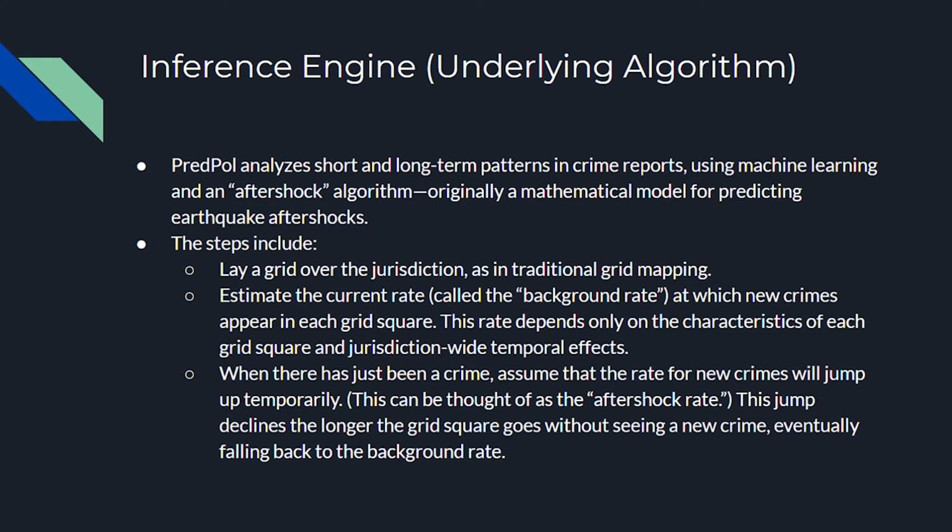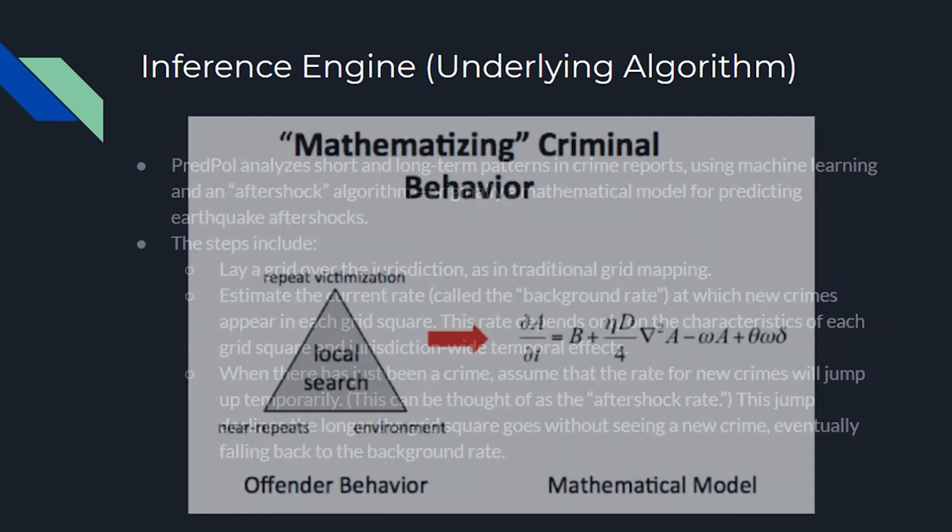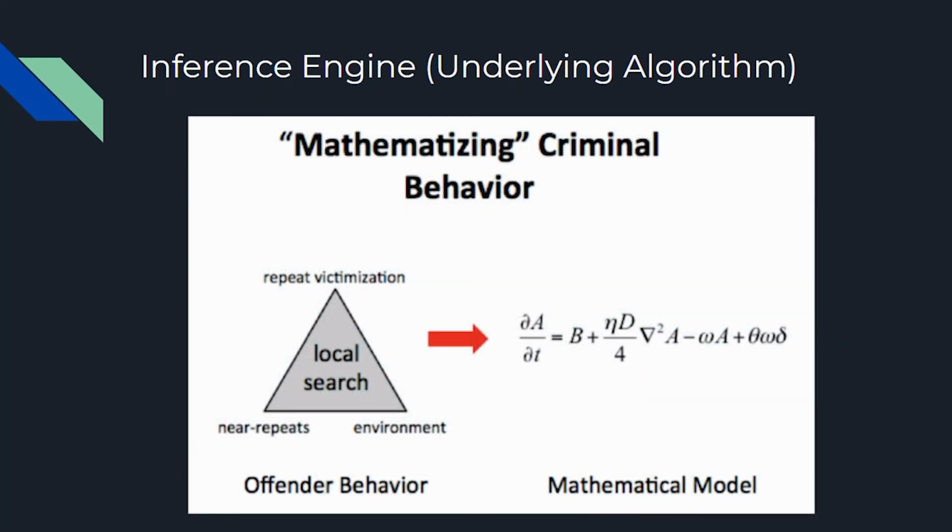You can think of it as if it's an aftershock rate, as per Omori's law. This jump declines the longer the grid square goes without seeing a new crime, eventually falling back to the background rate. So you can think of it like there is a sudden spike in crime, and if no further crime occurs, then the spike will gradually go down. So this is the mathematical model of the algorithm which we just talked about. However, the explanation of the equation given here is out of scope.